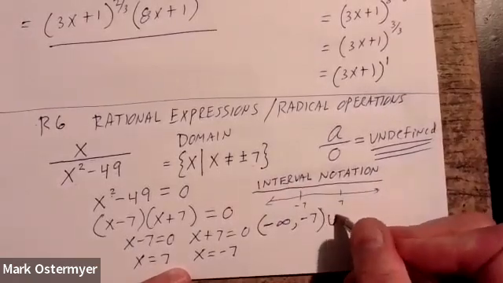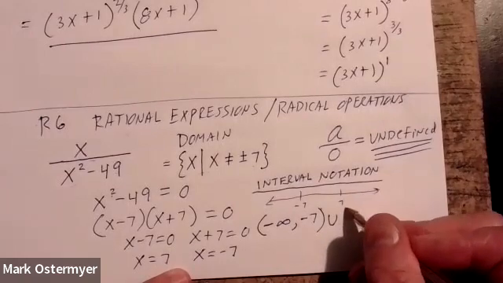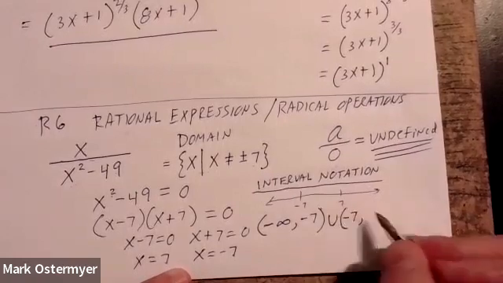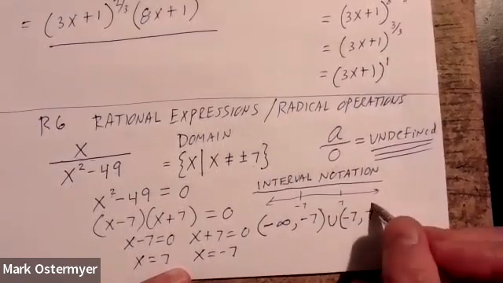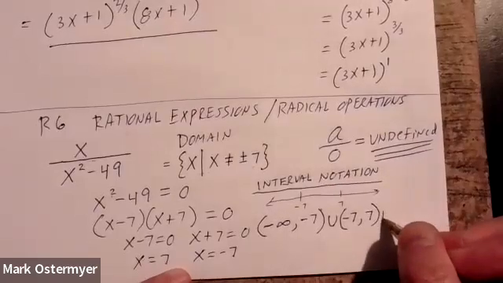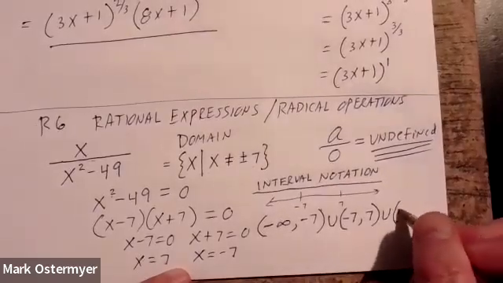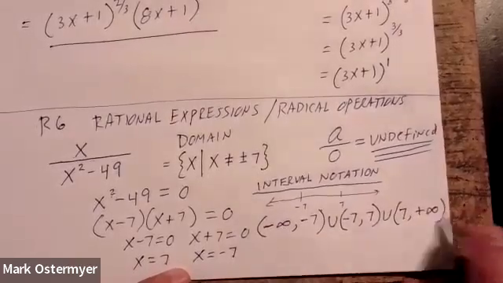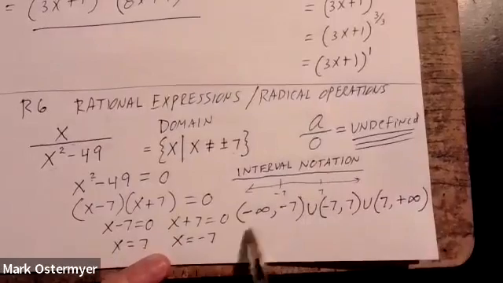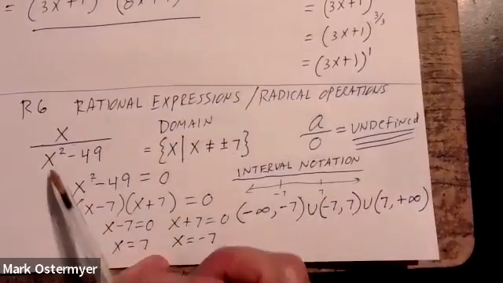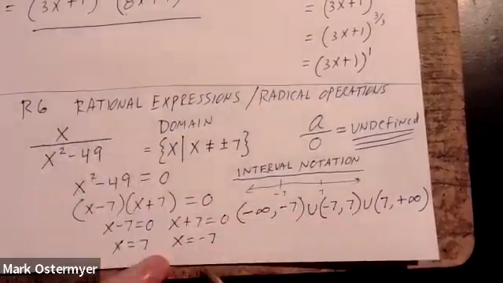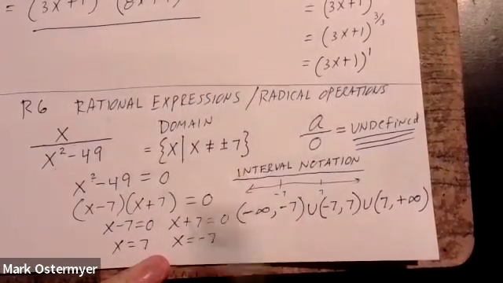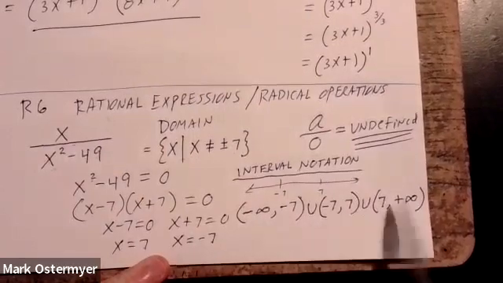In union with, the union operation joins sets together, in union with, not including negative 7, comma, up to positive 7, but not including 7, hence closed parenthesis, in union with, not including 7, up to positive infinity, and then a closed parenthesis. This would be the formal interval notational way of representing the domain of this rational expression, which is the set of all real numbers except 7 and negative 7. Okay, that's called interval notation.